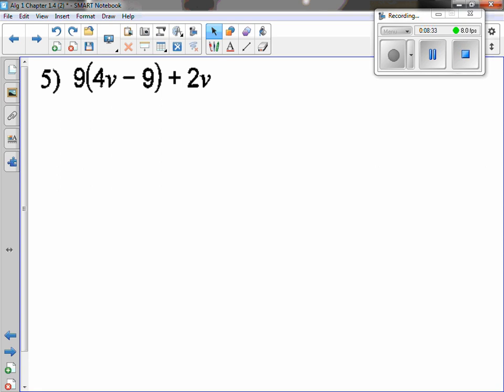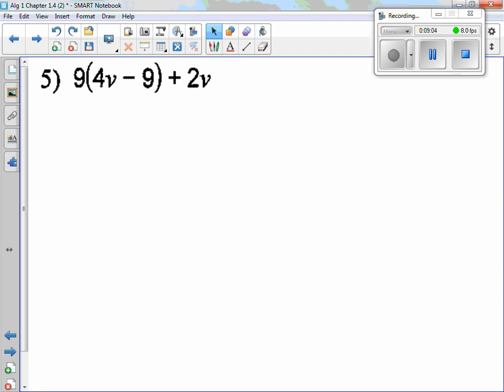You can do it in there. And then we have 2v, yes? So what are like terms? 2v and? So what happens when we add those? You can do it in there. So, plus. 36. 1, 2. 38.